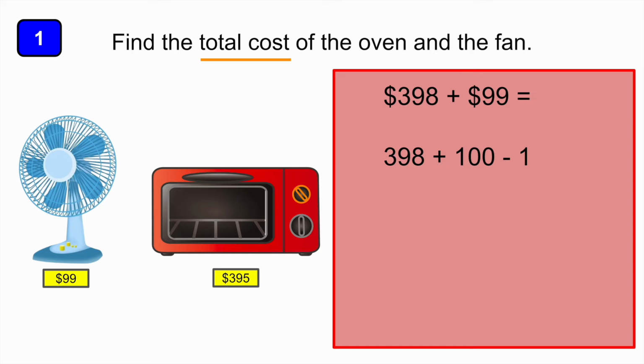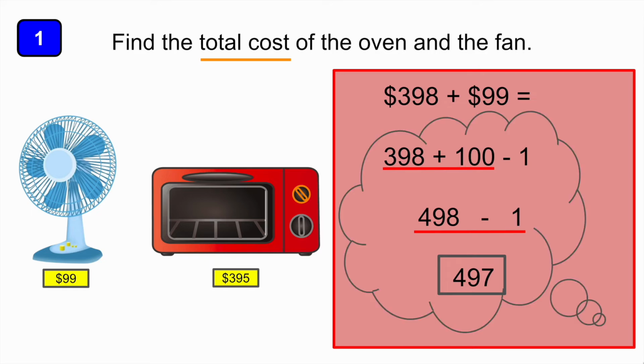And since I created an order of operations problem, I now solve from left to right. Go ahead and copy this down as I solve it. 398 plus 100, well, in my head I can do that, right? I'm adding 1 to the hundreds place. It'd be 498. But I still need to take away 1 because I really just wanted to add $99. So now I'll do 498 minus 1, which is 497. And that's my final answer, so I'm going to box it.